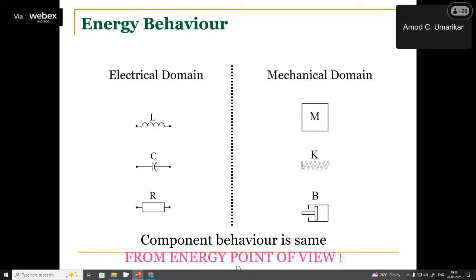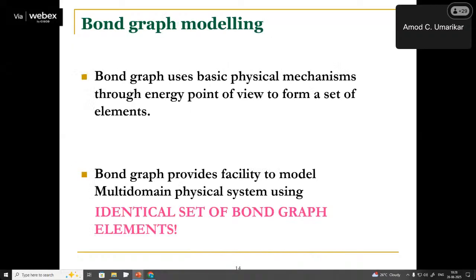Therefore, the bond graph philosophy has come from this property only. It uses basic physical mechanisms from the energy point of view to form a set of elements, and it provides a facility to model multi-domain physical systems using an identical set of bond graph elements. That's the advantage here: even if you model a mechanical system, an electrical system, or a magnetic system, you use the same set of elements to model these energy domains.